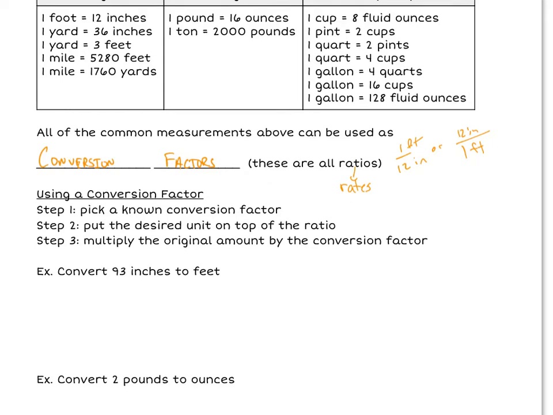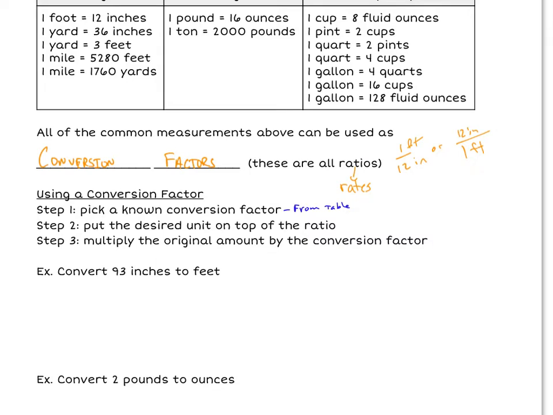So it's using conversion factors. First, pick a known conversion factor. You're going to pick this from the table, so from the table above there. Then put the desired units. Desired are the units you want in your answer. Okay, on top of the ratio. Multiply the original, so that's what's given in the problem, by the conversion factor.